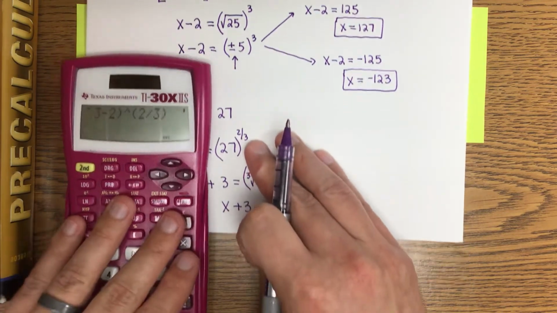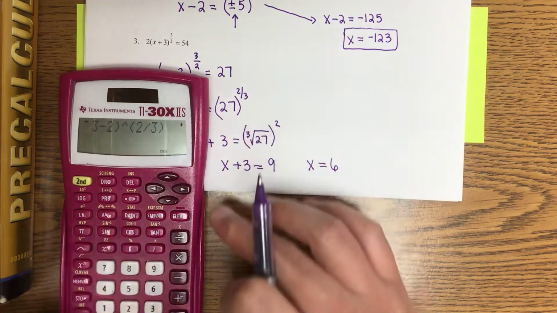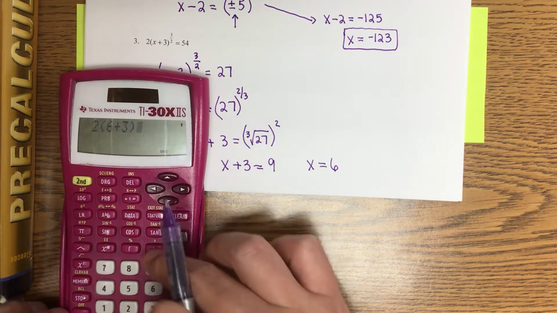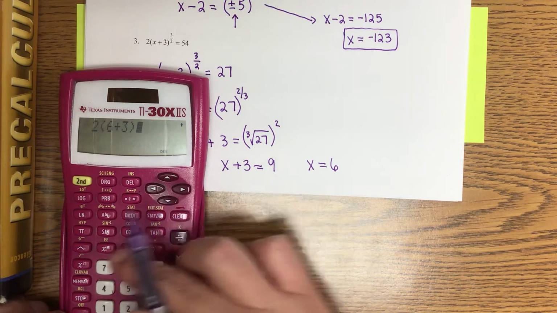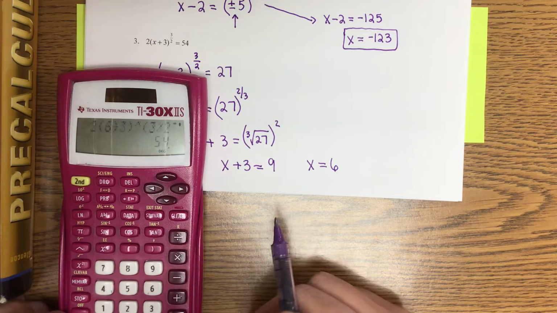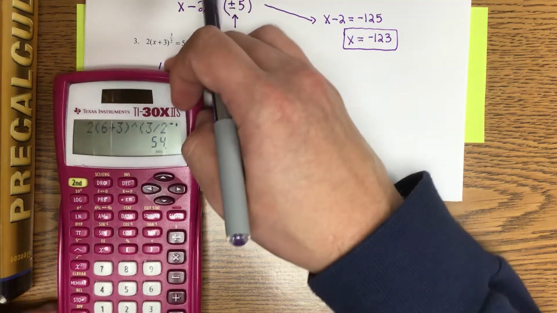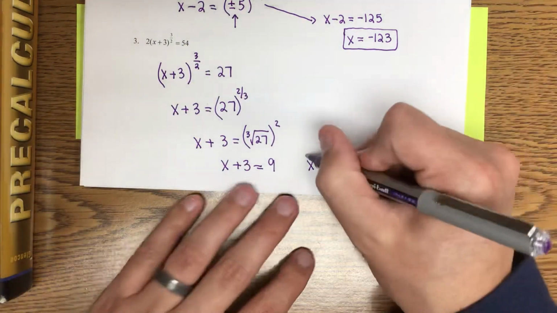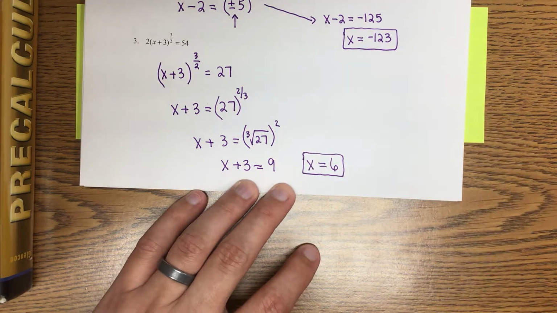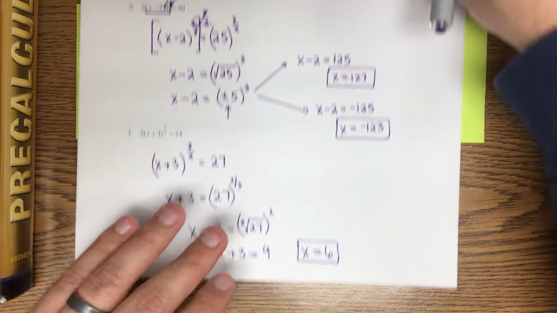Need to move this up. There we go. So this would be 2 parentheses 6 plus 3 raised to the 3/2 power. Yeah. So just be aware that the case that we saw in problem number 2 doesn't happen a lot, but sometimes your calculator is a little misleading. Let's go to the back.